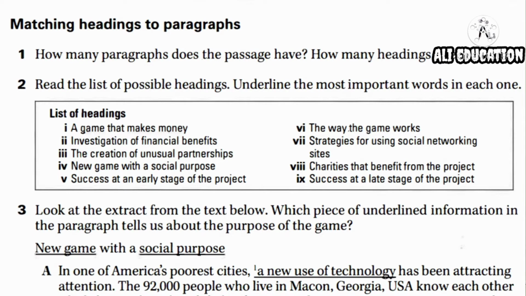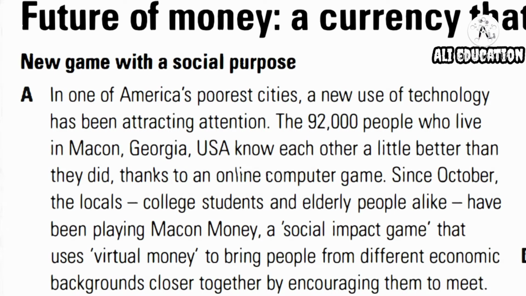And then, as you see here, the paragraphs A to E. But we have 9 headings. You see, the number of headings listed here is more than the paragraphs in the text. And as we see, the first one is given for us to get familiar. For example, in one of America's poorest cities, a new use of technology has been attracting attention. That's the kind of thing. The first heading has already been done for us, and we will work from the second.